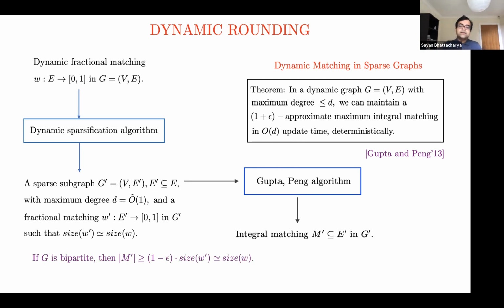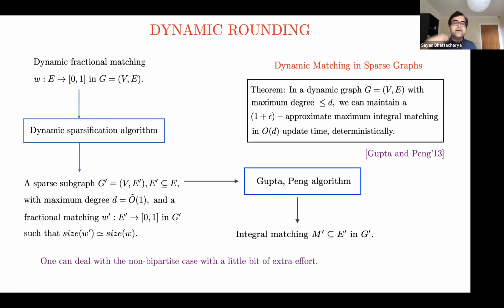And now again, just assume that the graph G is bipartite, then this M prime is a near optimal integral matching in G prime, which is the same as being a near optimal fractional matching in G prime. Hence, the size of M prime is very close to size of W prime. And the sparsification step ensures that size of W prime is very close to size of W. So the size of M prime, the output, is very close to the size of W, the fractional matching we started from. This is how a rounding scheme works.